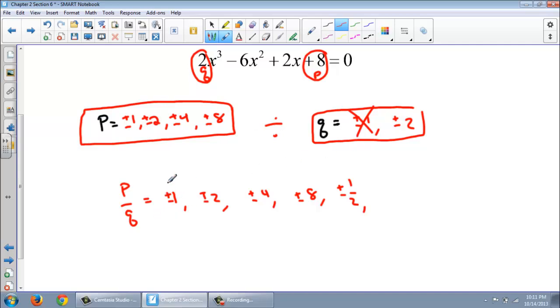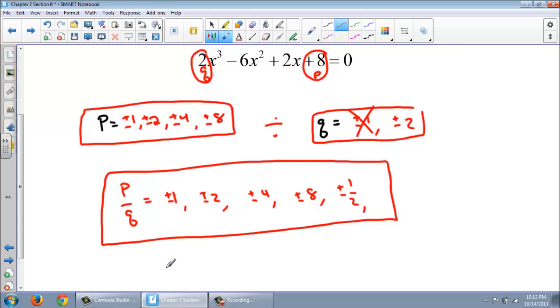We don't need to add that again. 4 divided by 2 is 2. We don't need to add that again. And 8 divided by 2 is 4. Okay, so that is it. These are all of our possible real roots.